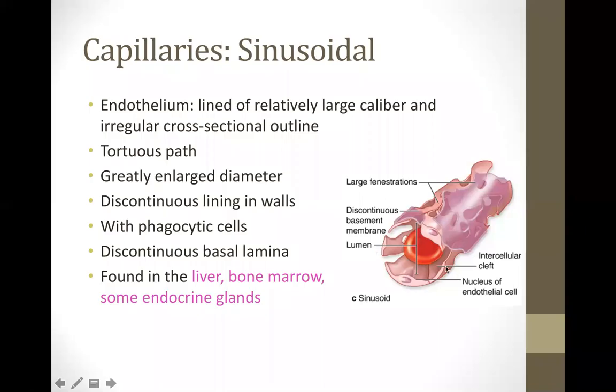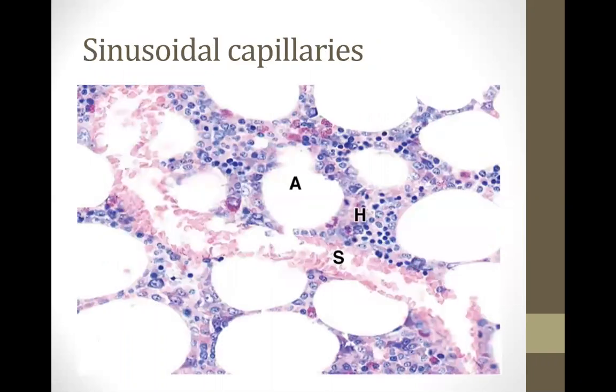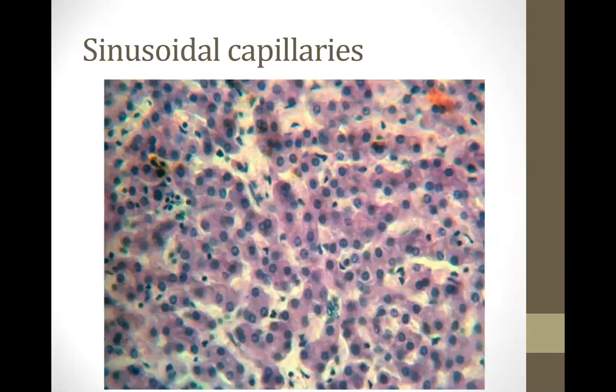So the sinusoidal type of capillary are found at the liver, bone marrow, and some endocrine glands. Okay? Sinusoids can also be found at the spleen. Okay? Saan pa ba? Liver, yan. Liver, bone marrow, spleen, sinusoidal capillaries. Tandaan nyo lang dyan is the discontinuous type. Okay? Sinusoidal capillary. Ayan.